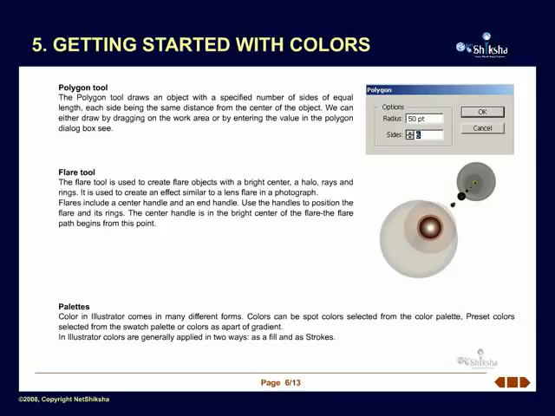Palettes. Color in Illustrator comes in many different forms. Color can be spot colors selected from the color palette, preset colors selected from the swatch palette, or colors as a part of a gradient. In Illustrator, colors are generally applied in two ways, as a fill and as strokes.